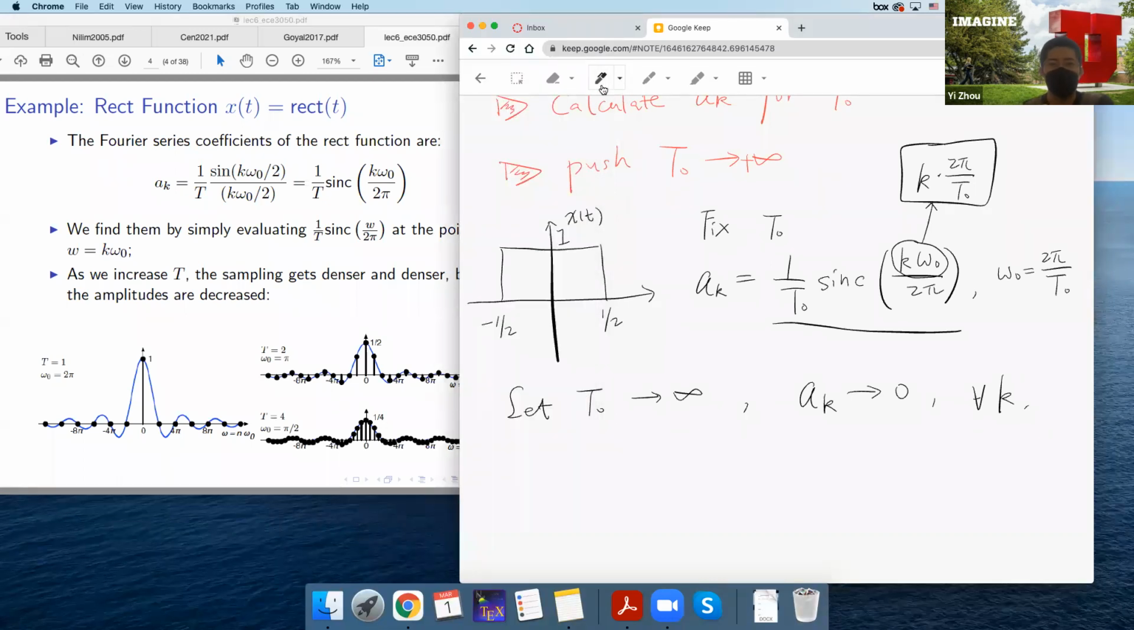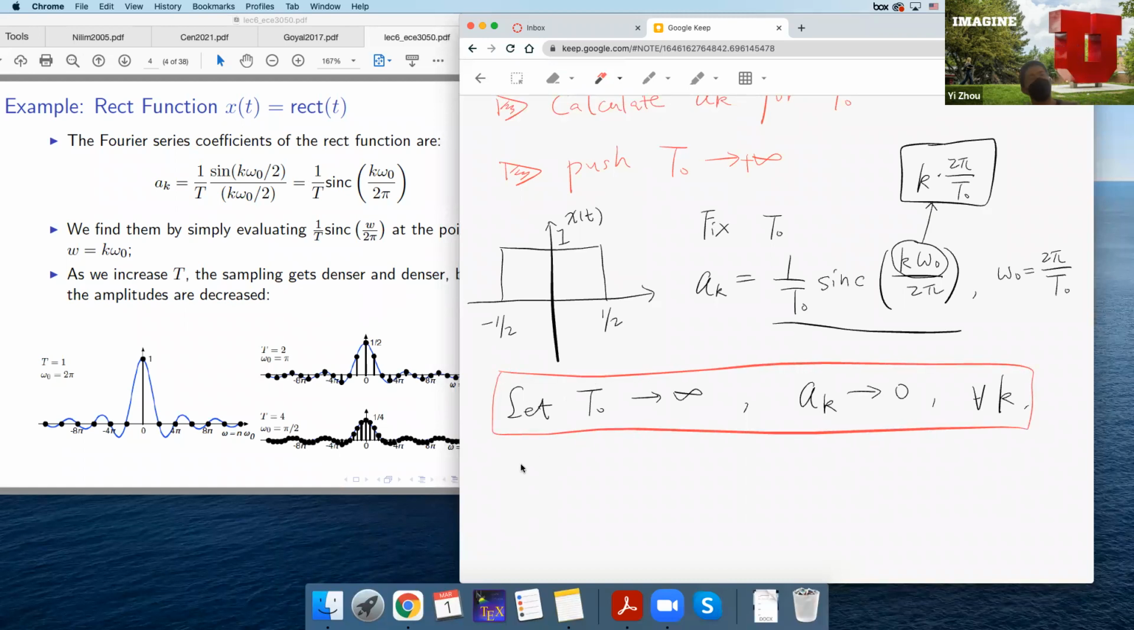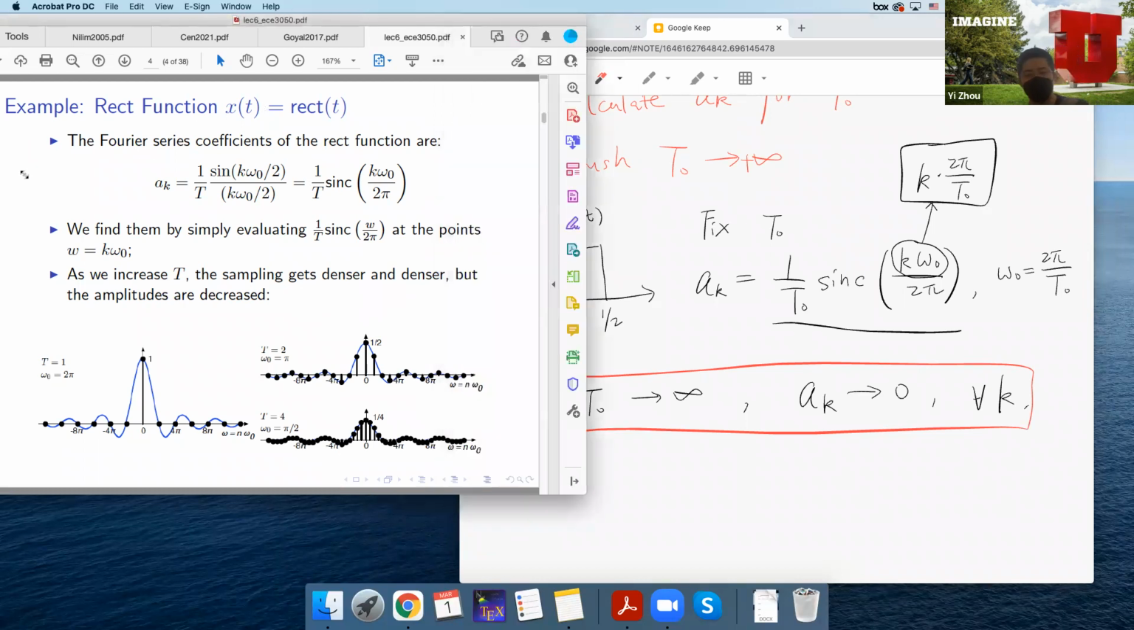Okay, so this is the issue when we apply Fourier series to represent, to analyze the aperiodic signals in the spectrum domain.